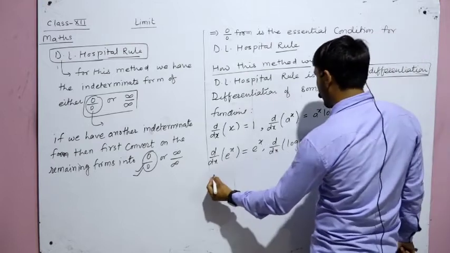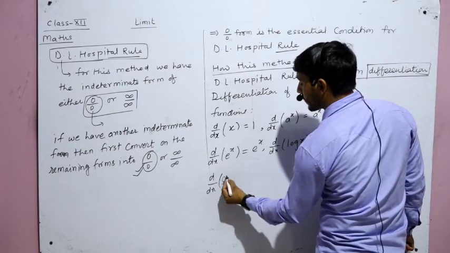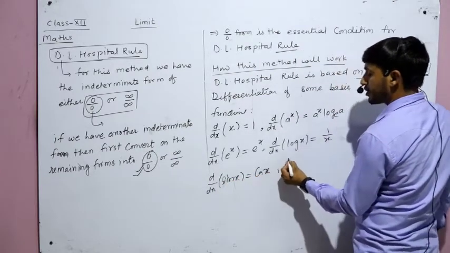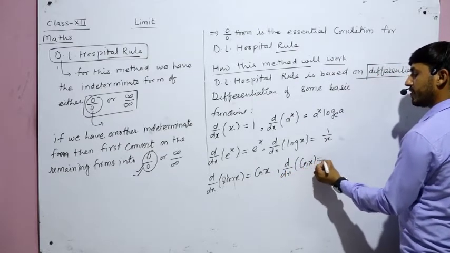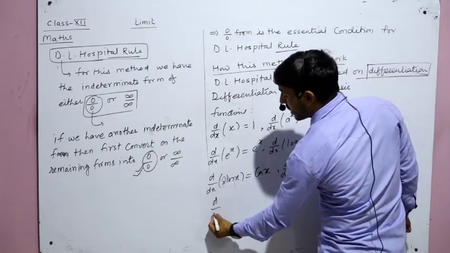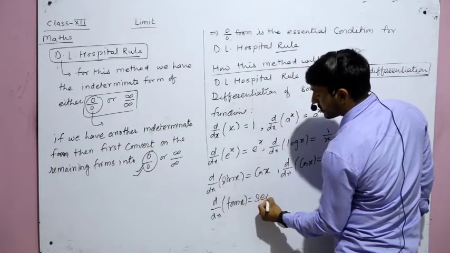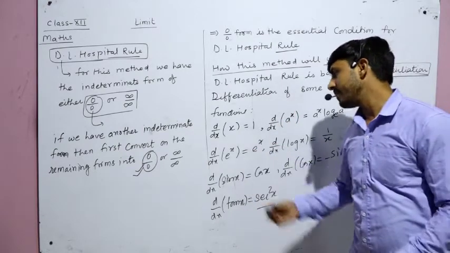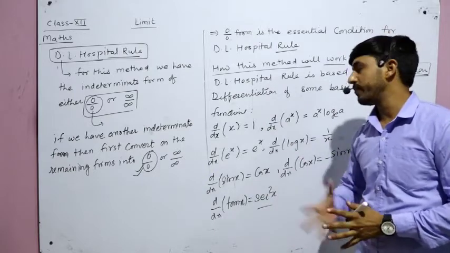Next, d by dx of sin x is cos x. d by dx of cos x is minus sin x. d by dx of tan x is sec square x. The next parts we will discuss later, but we are going to define this method by using these basic differentiations of some basic functions.